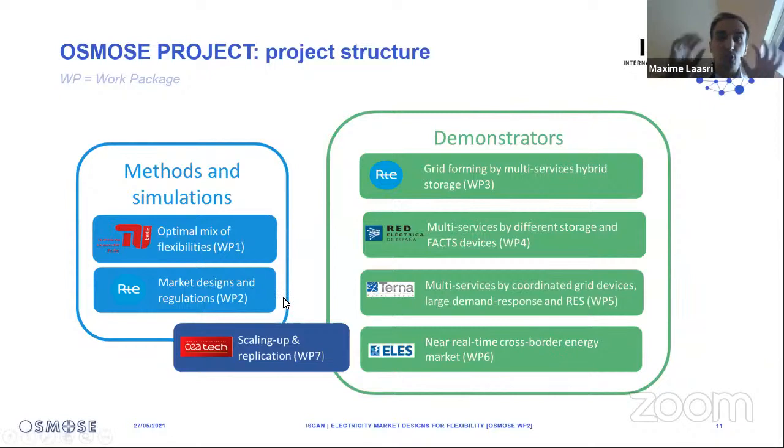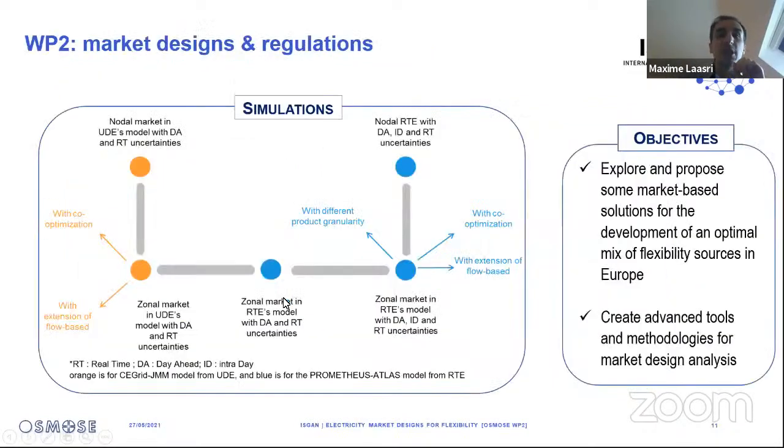So if we zoom a bit more into this work package 2, the main objectives is to explore topics that I already mentioned and to elaborate a methodology for addressing the questions of market designs. And the main, I would say the core interest of this work package. Oh yeah, I should have said that I'm the work package leader of this work package 2, which is why I'm also doing the introduction.